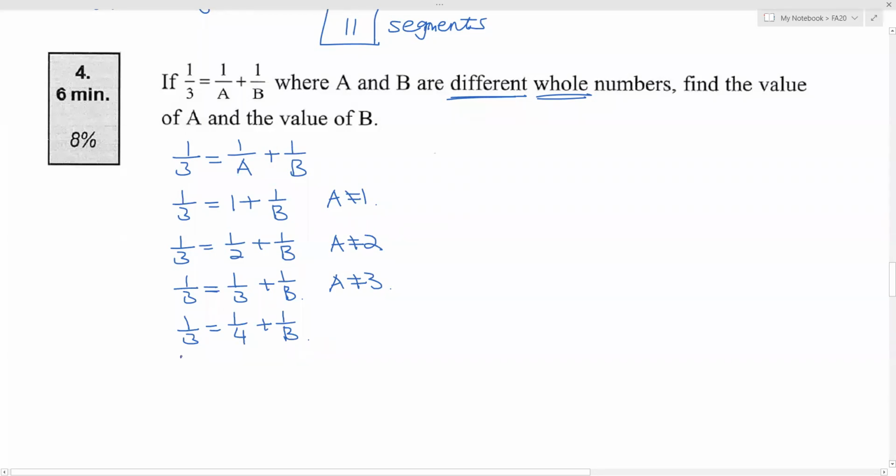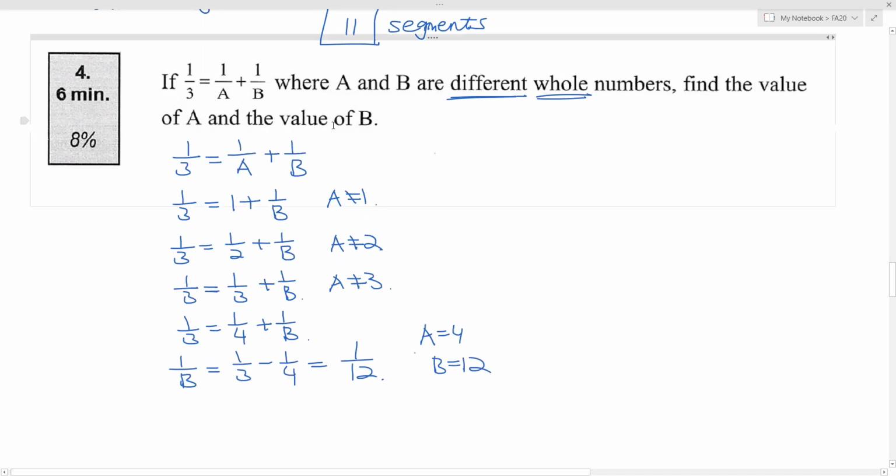So then they're like, what about b? What could b be here? So 1 over 3 minus 1 over 4. So they figured out if a is 4, then b is 12, okay?